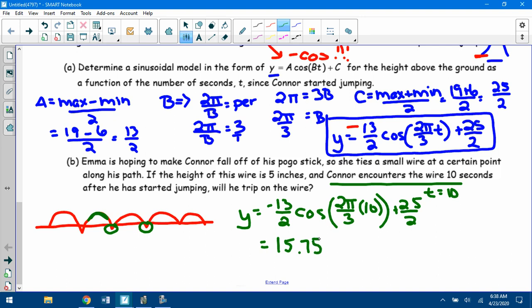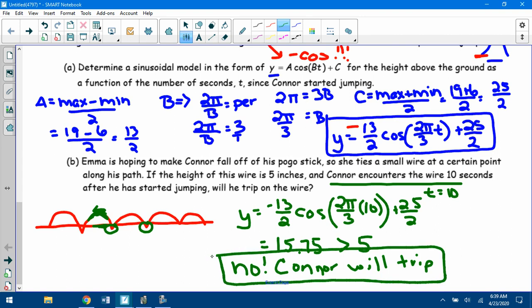Okay, so he is above where that wire would be. So since this is bigger than 5, you're at one of these spots where you're above the wire. So no, Connor's safe. Emma's plans are foiled again. Connor will not trip. You're just going to go right over the wire. All right, so expect a question similar to that somewhere on the test where you have to write the equation and then use that equation to answer some question.